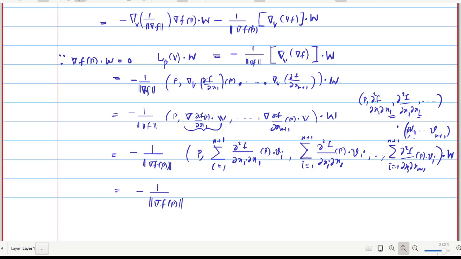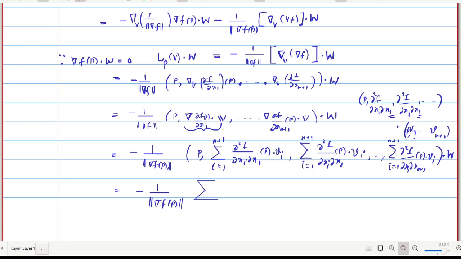This is norm del f of p. Summation, we write it as a summation, j is equal to... that means we again have a dot product here, the dot product of this vector with w. That means in w we have w1, w2, etc., wj, then w(n+1), and we need to take the dot product of this. That means this times w1 plus this times w2 plus and so on.